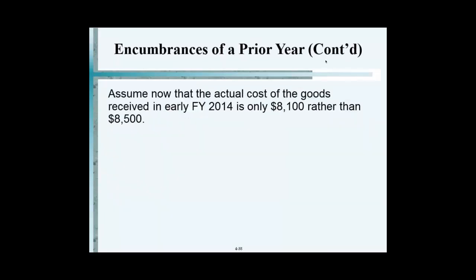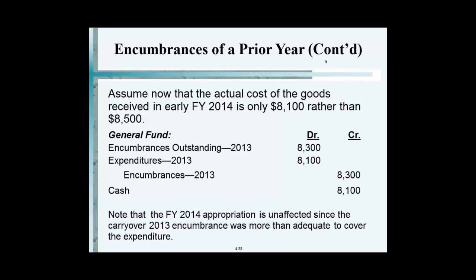this is an exact opposite example. Instead of it being more, it's less. Instead of 8,500, now it's 8,100. You do the same thing, reverse the encumbrance, expenditure. The beauty about this is, if you see any beauty, it's the same accounts and the same journal entry every single time.